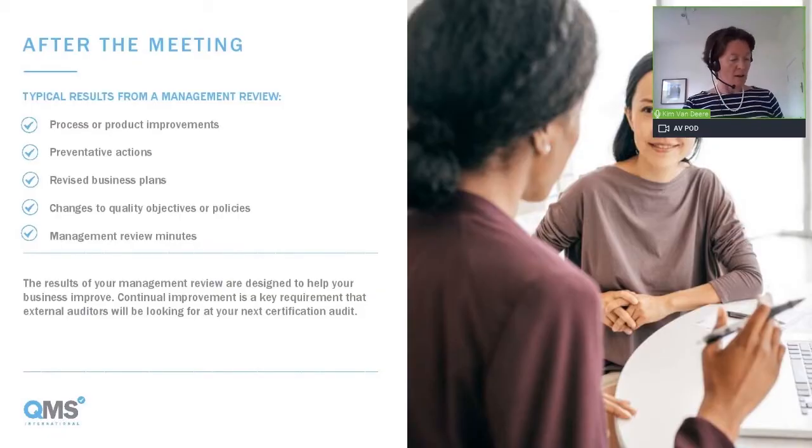Okay, so thinking about after the meeting and what we do next. Hopefully as a result of having carried out that management review, we should have thought about ways that we can improve what we do. So our products, our services, maybe our means of engaging with suppliers. That's what we should have achieved. Hopefully we will.